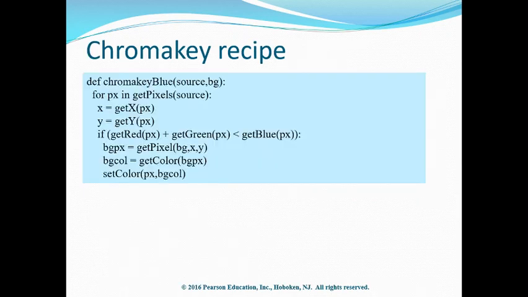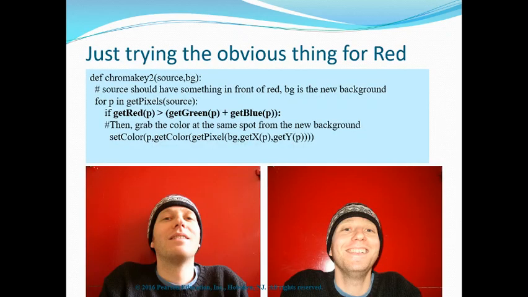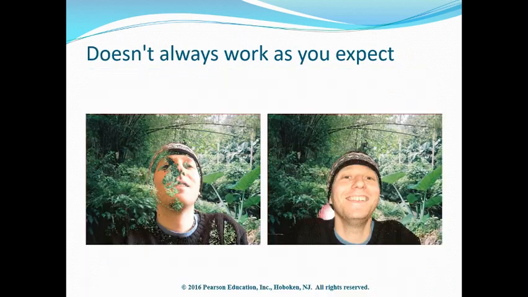So here's a chroma key recipe. It takes a source and a background, and it goes through, and if the red and the green are less than the blue, then we set the background color. So then there's the result. The blue sheet is totally gone, and it's replaced with either a moon or a jungle. Here's another example of chroma key, with 4 pixels, and then it compares them and sets the color again. A couple fewer lines than before.